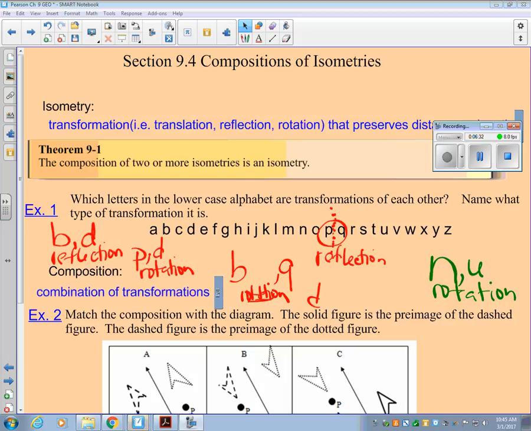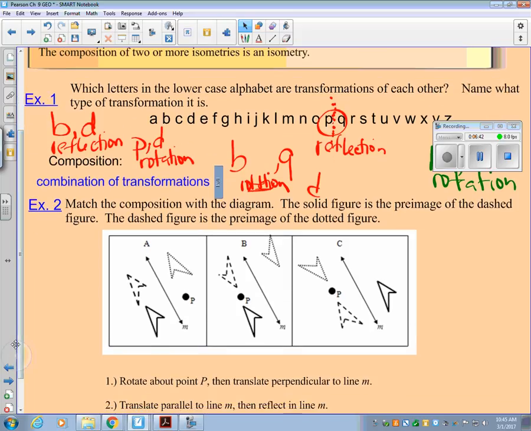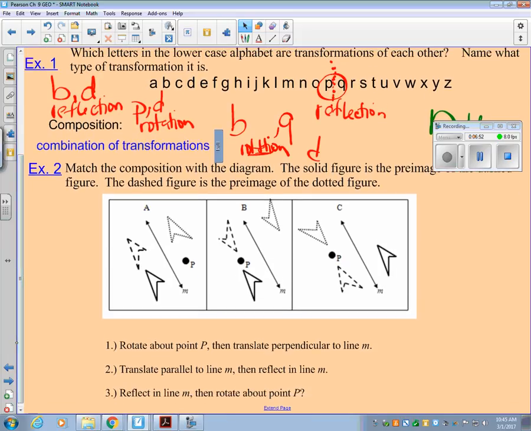Yay. Okay, so a composition is a combination of transformations. A composition is a combination of transformations. So we have, Chuck, did you read for me? Go ahead and read the example 2 instructions.